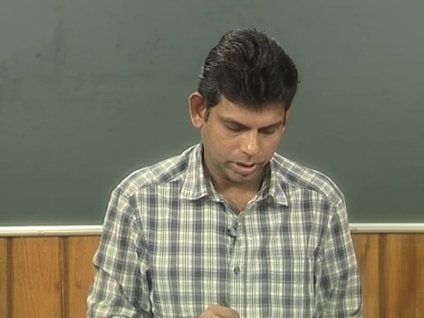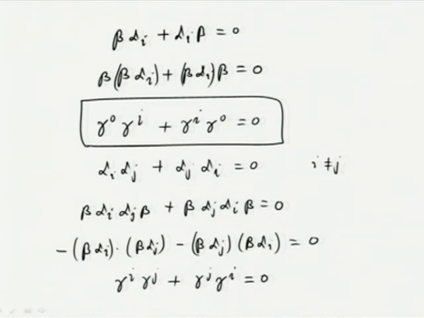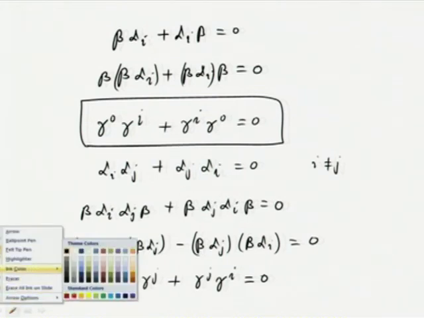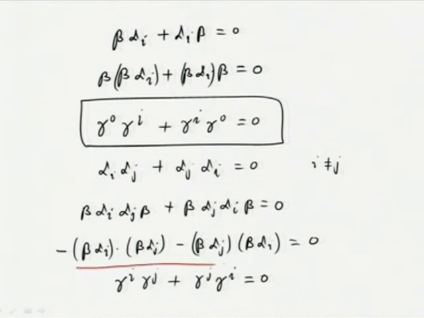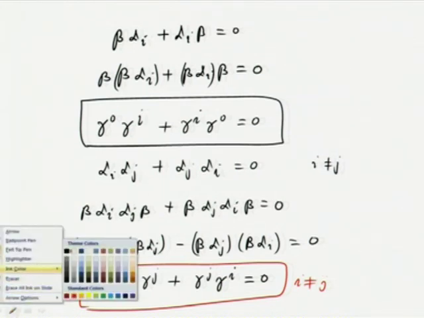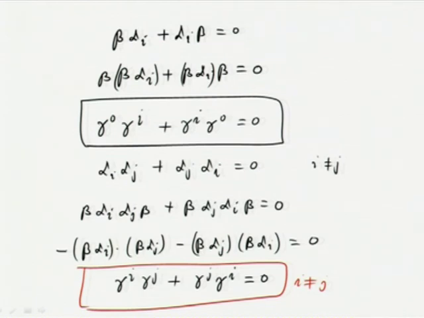So we have two relations here. One is gamma^0 gamma^i plus gamma^i gamma^0 is equal to 0, and we have another relation, gamma^i gamma^j plus gamma^j gamma^i for i not equal to j equal to 0. So gammas anticommute as well. This is the same as the relation that we had earlier.